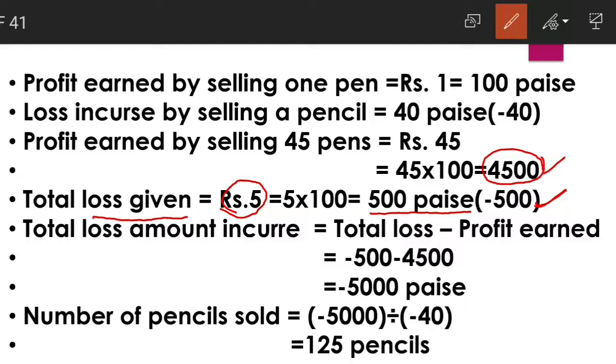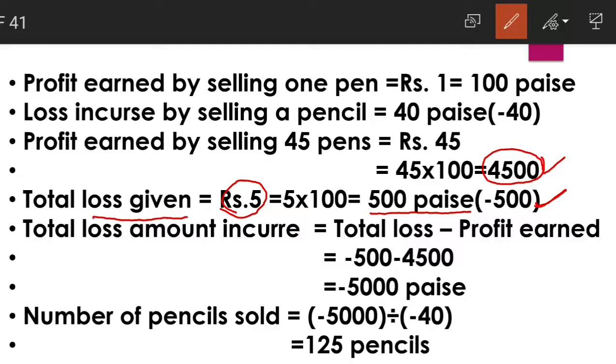Okay, keep in mind that overall she is getting 5 rupees loss, which means whatever profit she earned by selling pens, that also she is losing here. That means here, from the overall loss, the profit amount also we have to subtract.